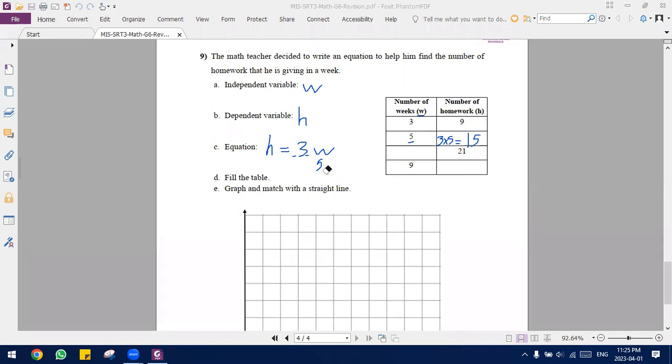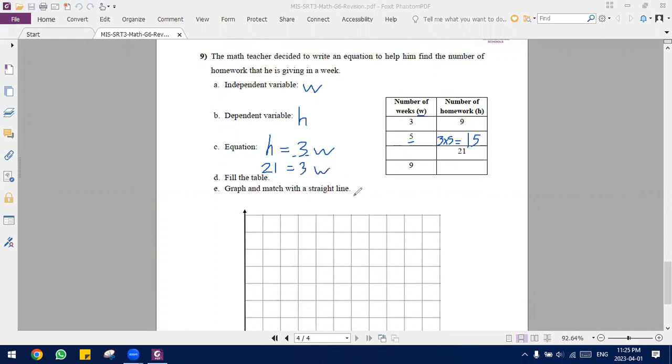Now, the other part, in the second one here, we have 21, but it's not the number of weeks, it's the number of homework. I have 21 homework. So again, I need to use the equation to solve this one. So instead of the homework h, I put 21. Again, by substituting. So 21 is equal to 3w.